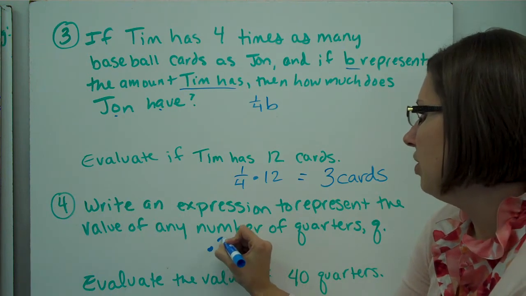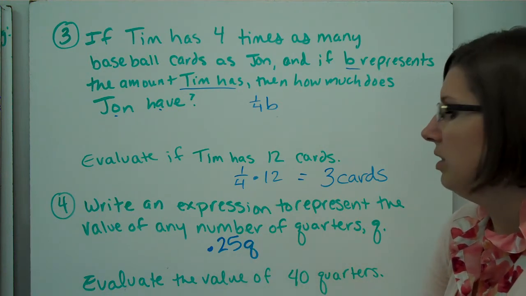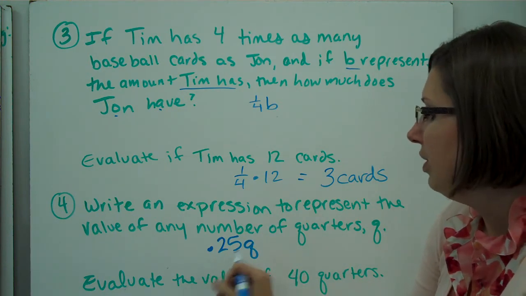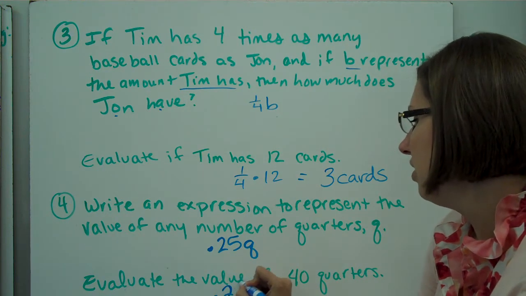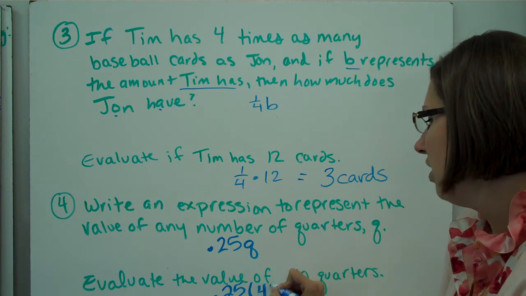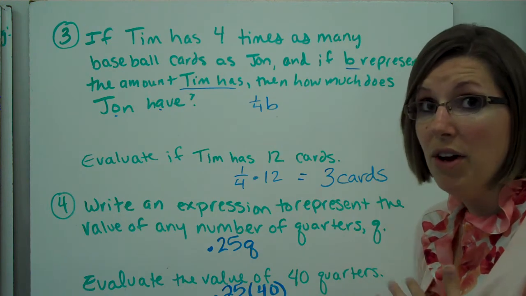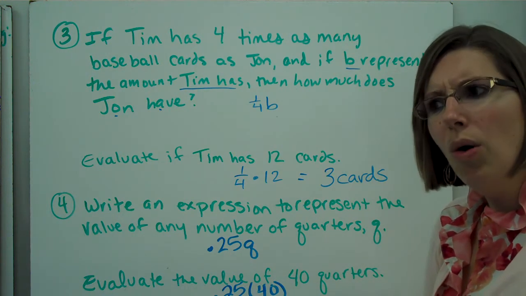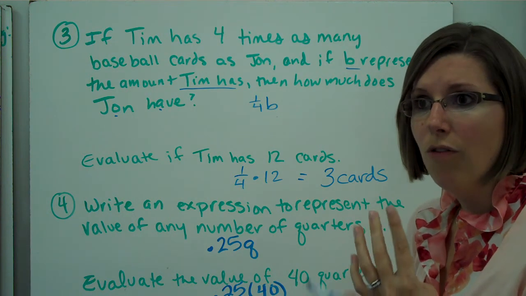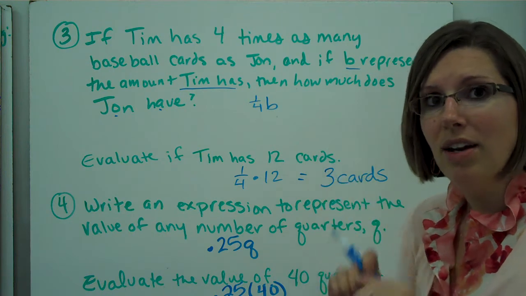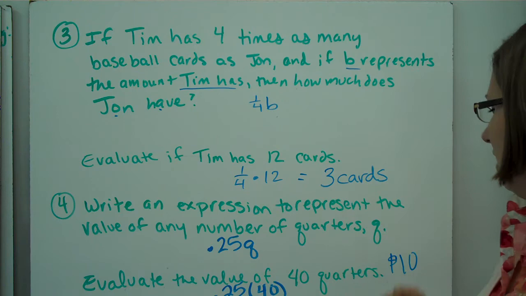A quarter is worth 25 cents. And I'm not sure how many quarters I have. So I'm just going to write 0.25 times Q. If I have 40 quarters, then I just have to think, okay, I can multiply this out if I know how to multiply a decimal and a whole number, or I can think, okay, 4 quarters is $1. So 40 quarters will be $10. So this is going to be $10.